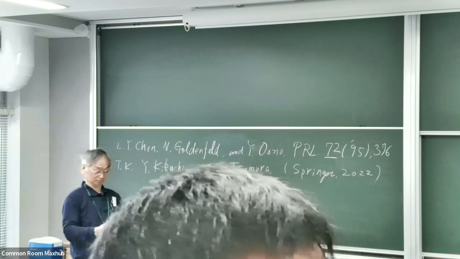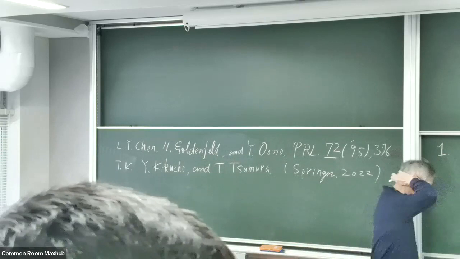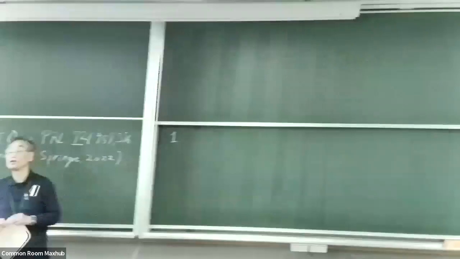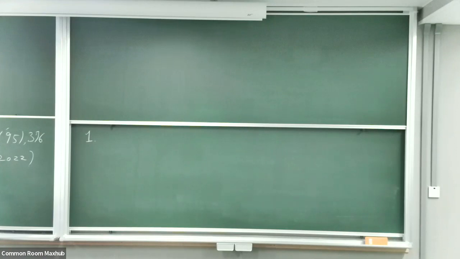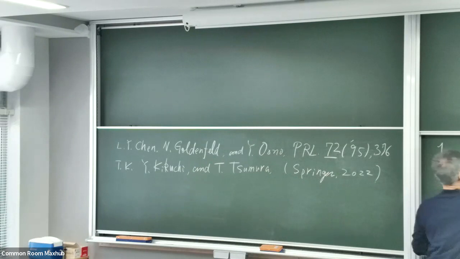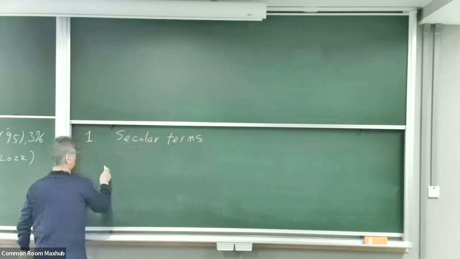So, okay. The first notion which is important in this theory is the ubiquitous appearance of the secular terms in the perturbation expansion. I mean the naive perturbative expansions. So this is an introductory seminar lecture. I only use a very simple example.